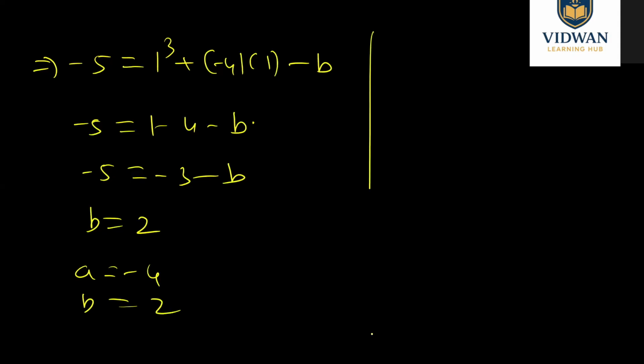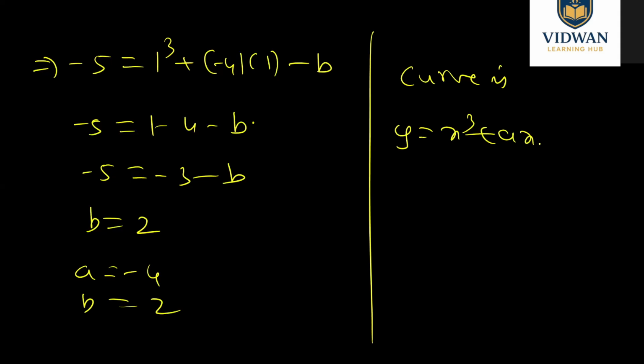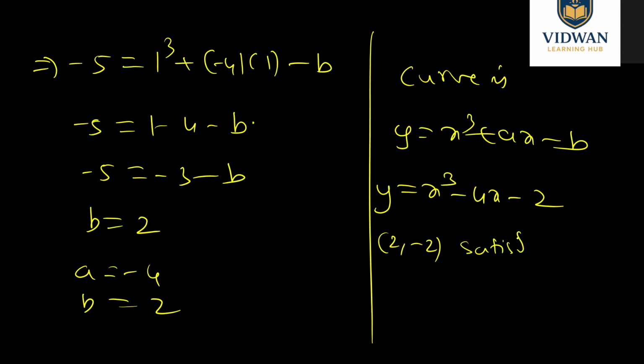So what is the curve? So therefore, the curve is y equal to x cube plus ax minus b. That is x cube, a you will put -4 and b we can put 2. So now you see which of the options will satisfy this. 2 comma minus 2, when you substitute, will it satisfy? I think it will satisfy this equation. So just once you verify, so that should be the answer.